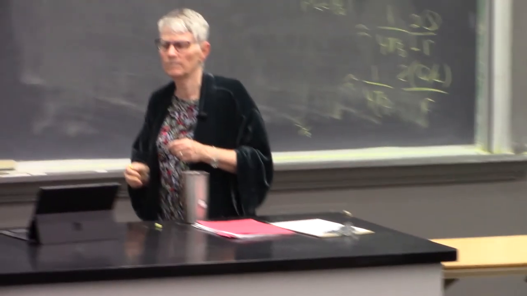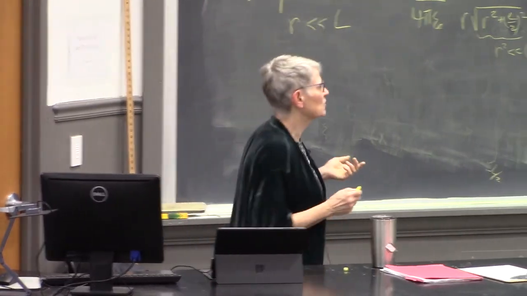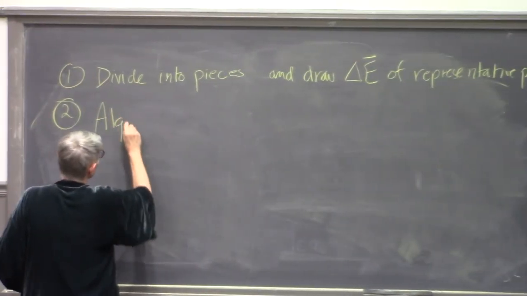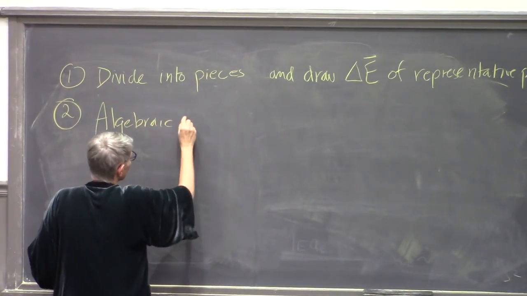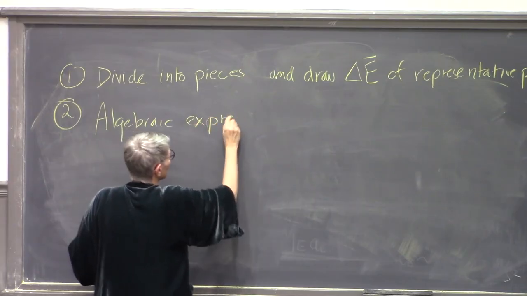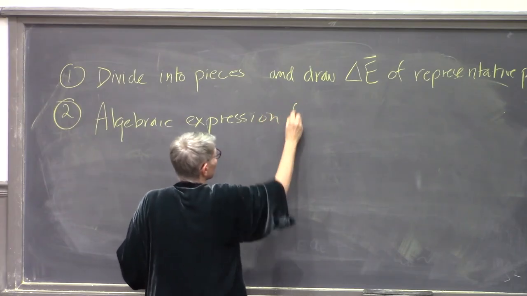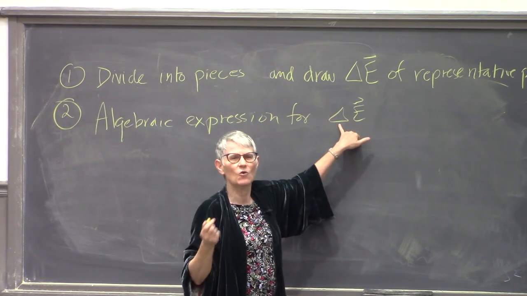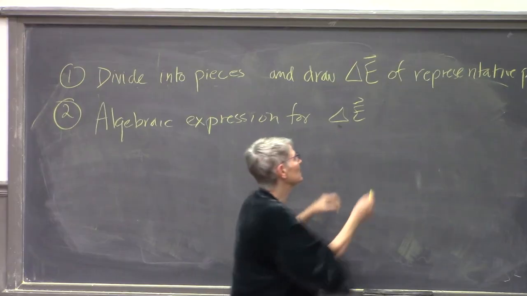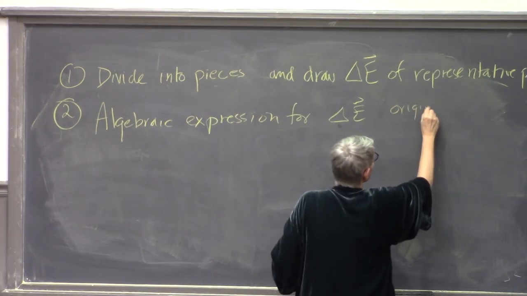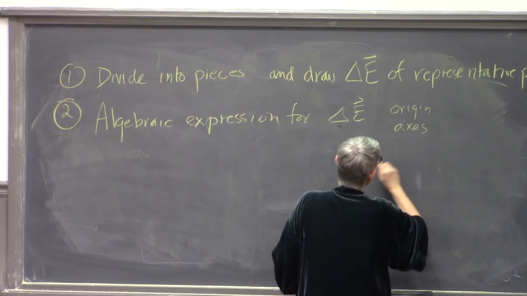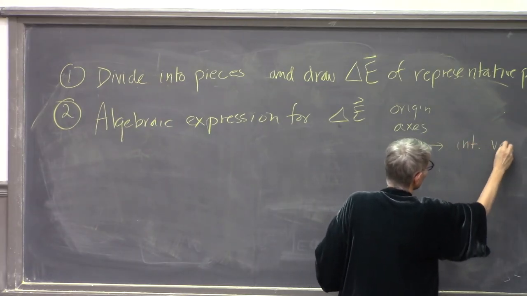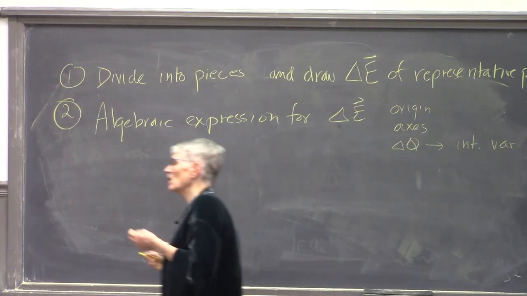Second is, we need an algebraic expression for this delta E. And that involves a whole bunch of stuff. It involves an origin, an axis. We need delta Q, which should give us our integration variable. So there's a lot of physics in that.